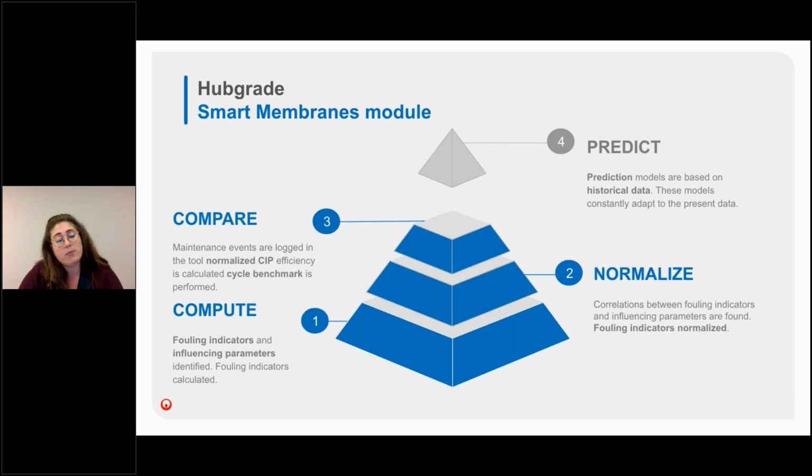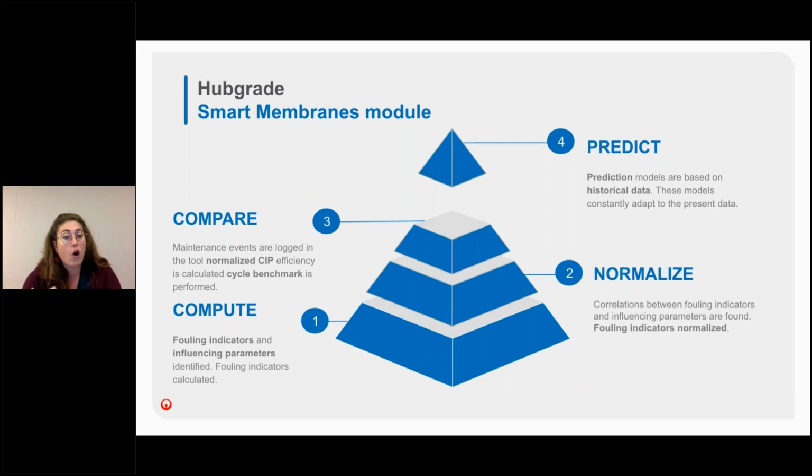Benchmarking indicators linked to past maintenance events are computed and made available through the user interface for easy comparison and analysis of the maintenance strategy of the plant. And finally, prediction models are trained and run to provide recommendations to the operating team.